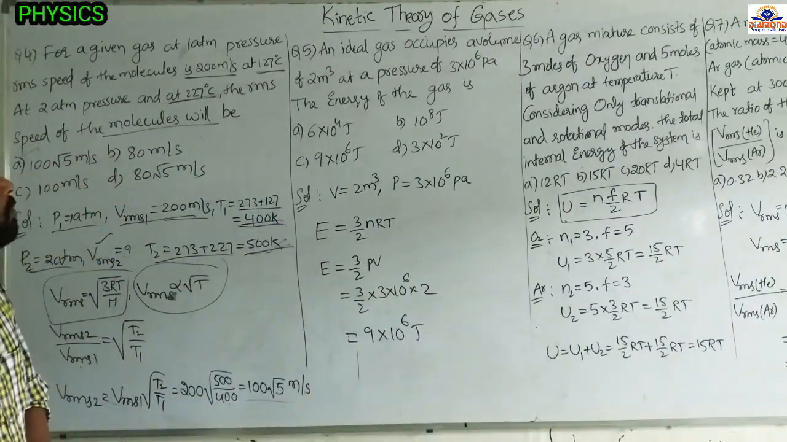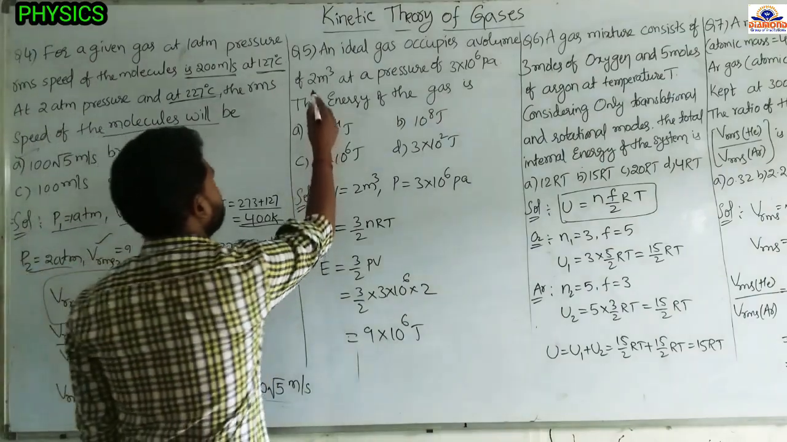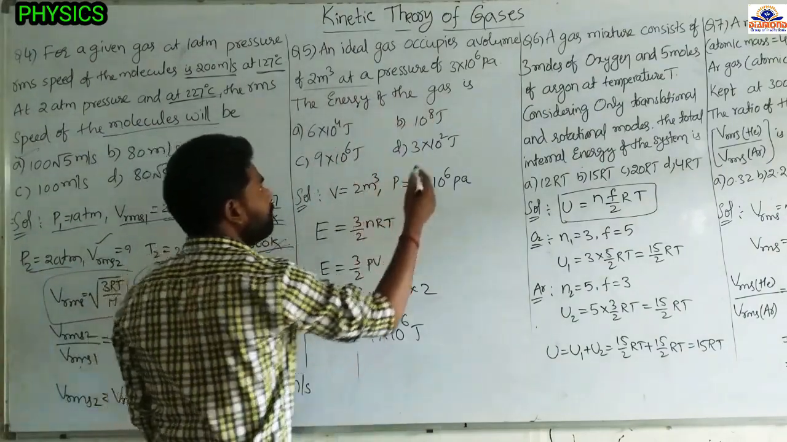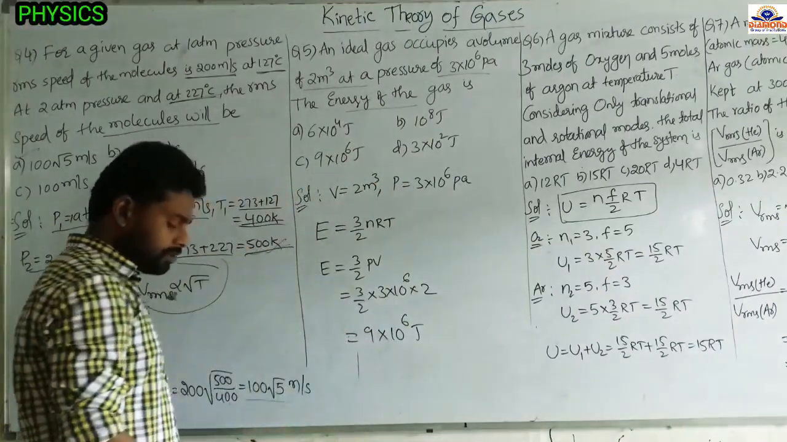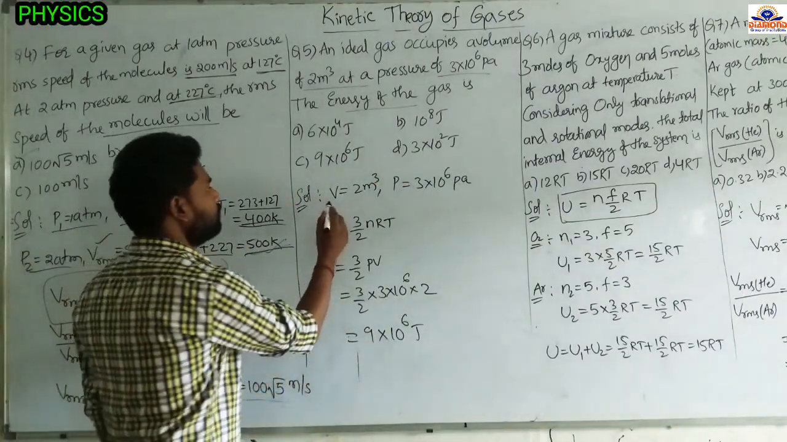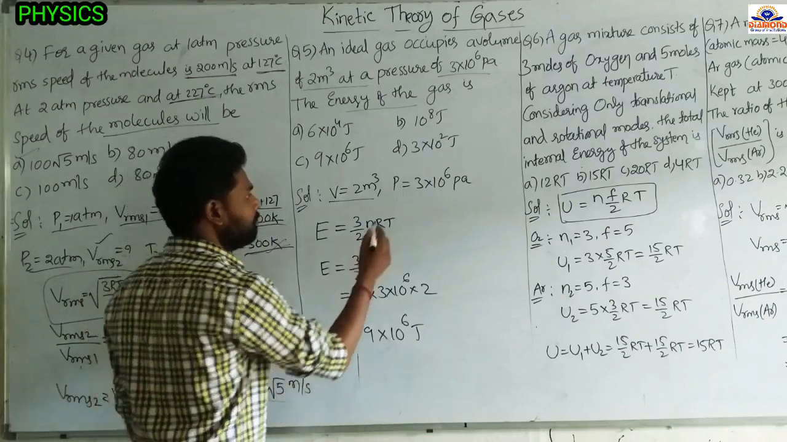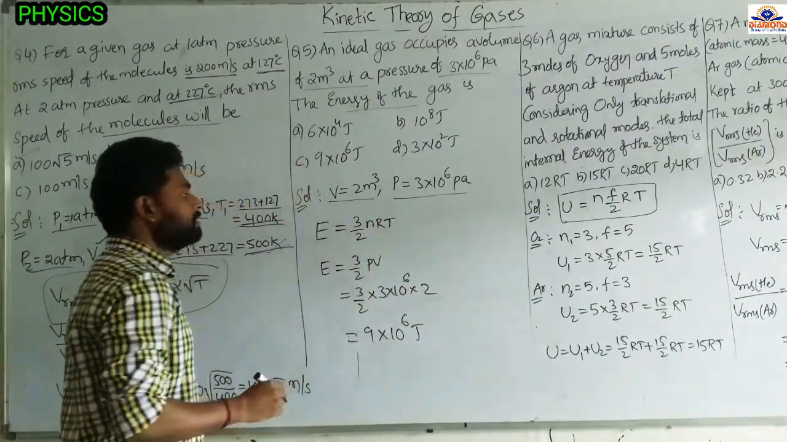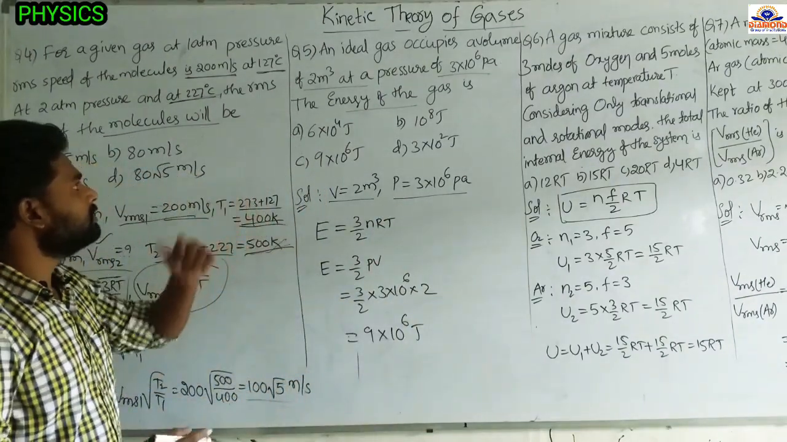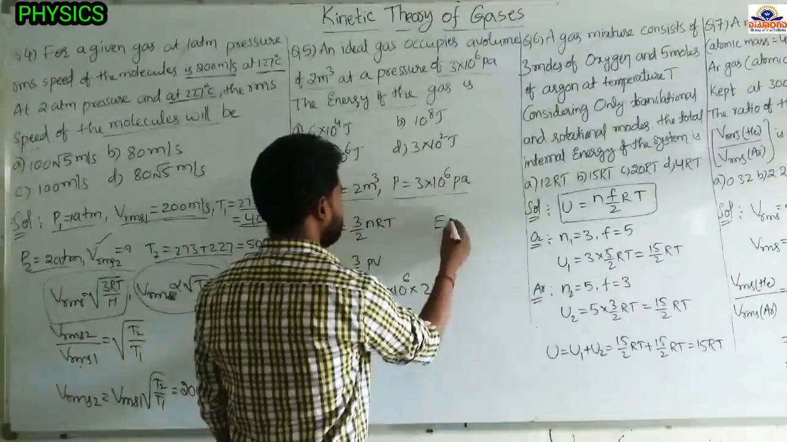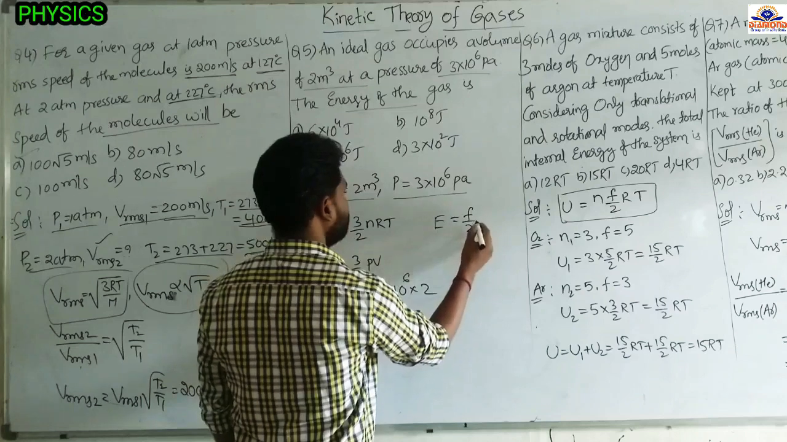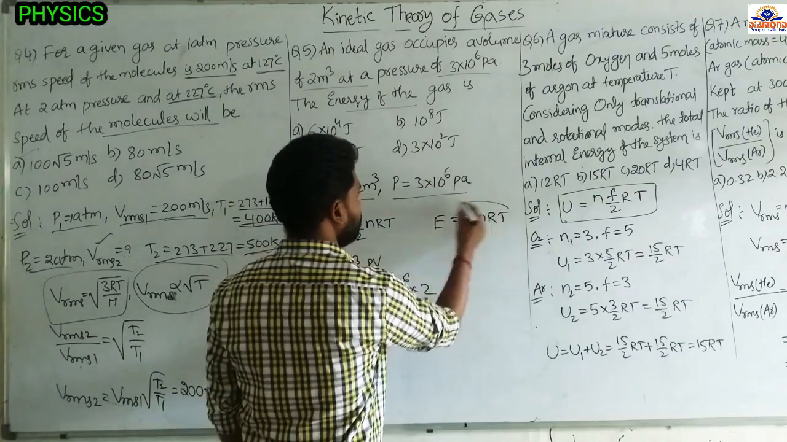An ideal gas occupies a volume of 2 meter cube at a pressure of 3 into 10 power 6 pascals. The energy of the gas is, okay. So now the volume they given is 2 meter cube, pressure they given 3 into 10 power 6 pascals. They are asking the energy of the gas. The gas is the ideal gas. So the energy formula is E equal to F by 2 into nRT. This is the formula actually.